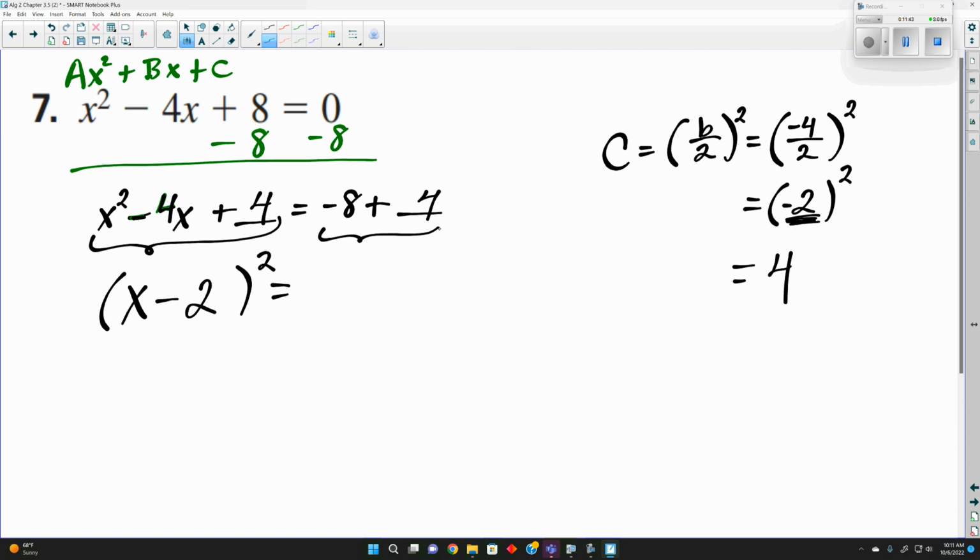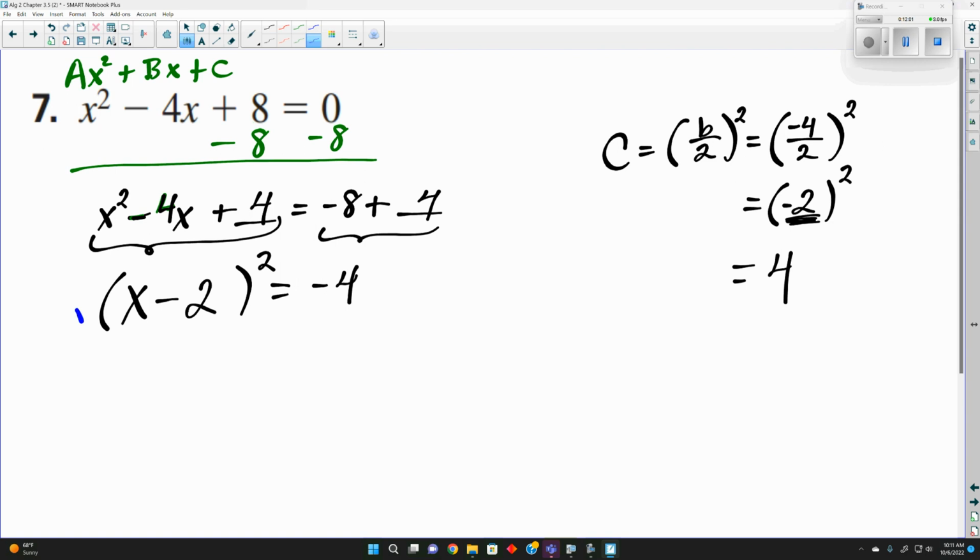Any other questions on this here? Any questions on anything we've done so far? Now we do need to simplify the other side. Negative 8 plus 4 is? Negative 4, yes? Okay. What do we need to do next?